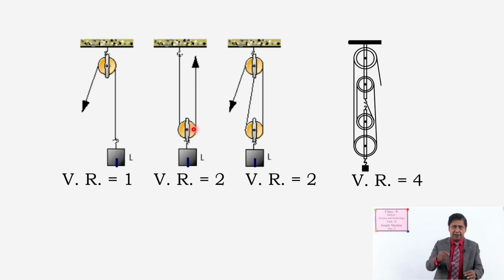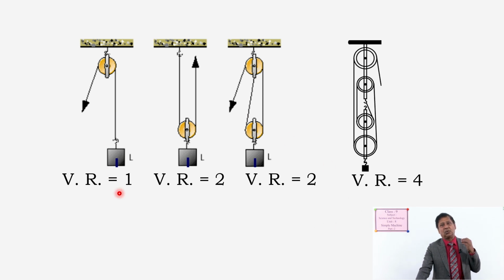What it mean? It means number of segments of the string supporting the load is genuine definition of velocity ratio, but number of pulleys used in the pulley system is velocity ratio. This is not so correct for some of the pulley system. So we have to be careful that just counting the number of pulley all the time, we cannot correctly decide the velocity ratio of particular pulley system. But certainly counting the number of segments of the string or rope supporting the load, we can declare the velocity ratio of particular pulley system.